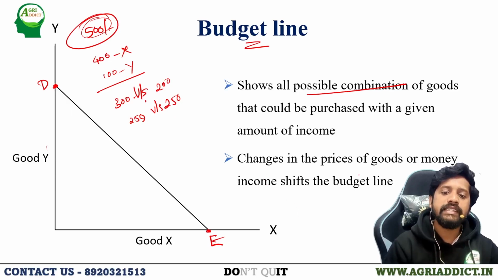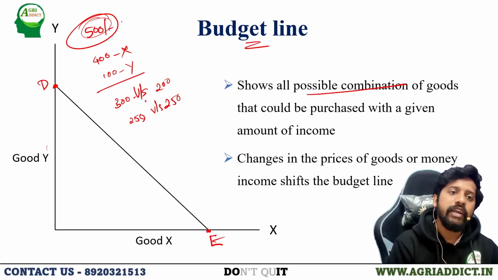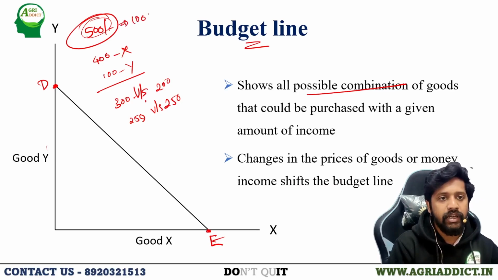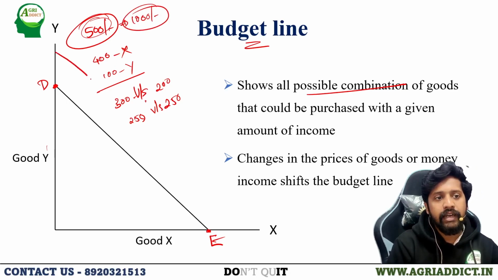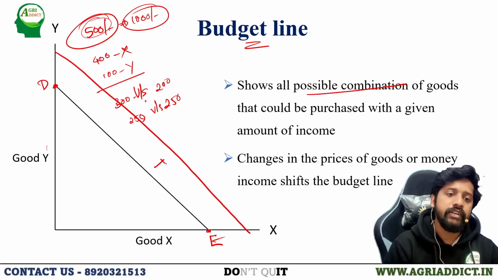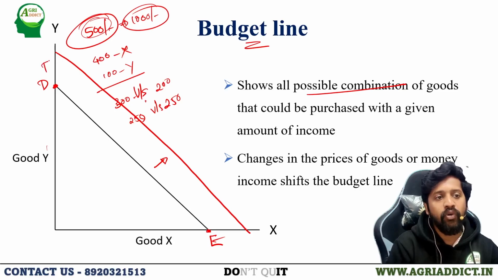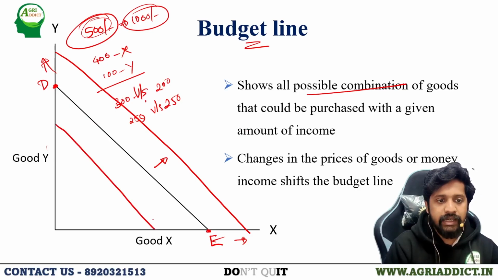Here, changes in the prices of the goods or in money income shift the budget line. What happens if 500 rupees is increased to 1000 rupees? I could purchase more of good X and good Y, right? So the budget line will shift upwards, because I could purchase more of good Y and good X as my income increases. What if my income level decreases? My budget line shifts downwards, right? Because I could purchase only less of good Y and good X, as my income level is less.